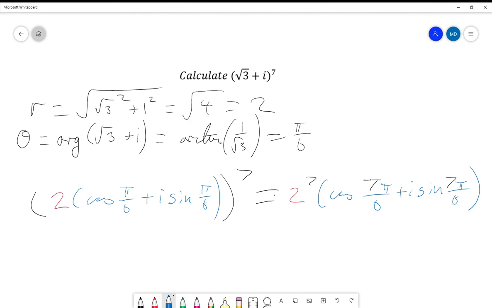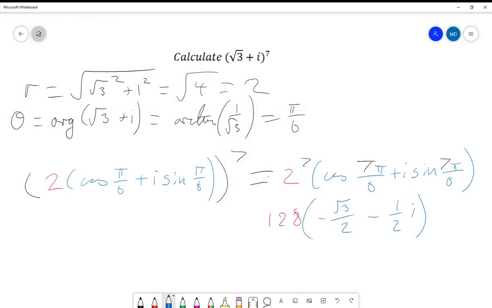And now we can work these out exactly the same, just calculating cosine of 7 pi over 6 and sine of 7 pi over 6. Here the 2 becomes 128. Cosine of 7 pi over 6 is minus root 3 over 2. You can use a calculator for that, or whatever method you like. Sine of 7 pi over 6 is minus a half. And then, of course, we've still got the i. And then expanding that, we get 128 divided by 2 is 64. So we get minus 64 root 3 minus 64i. And we're done.